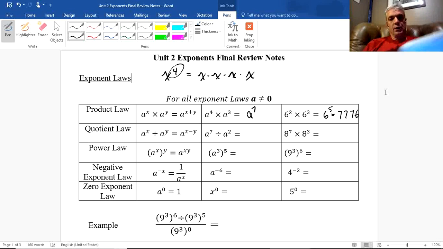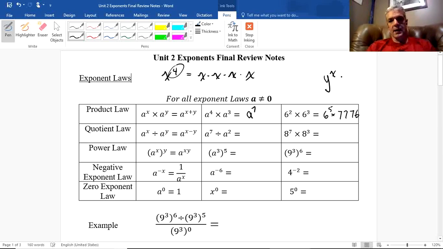And you do need to know how to use your calculator properly in order to do that calculation. There is a special button on the calculator that usually has, on mine it's y to the power x, sometimes it's x to the power y. You need to know how to use that particular function on your calculator.